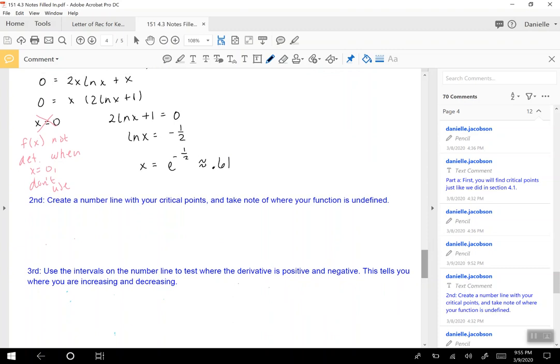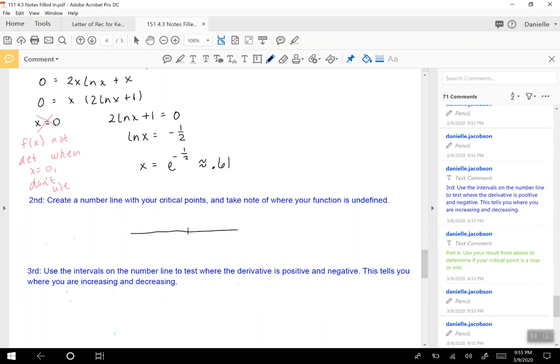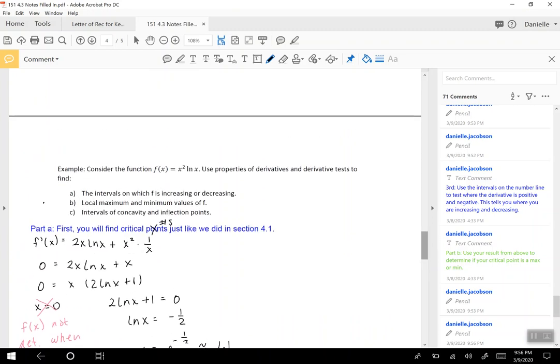So now I need to go through and create a number line with this critical point and take note of where my original function is undefined. So I'm going to make a number line, right? I only found one critical point, and that was e to the negative 1/2, which was at approximately 0.61.